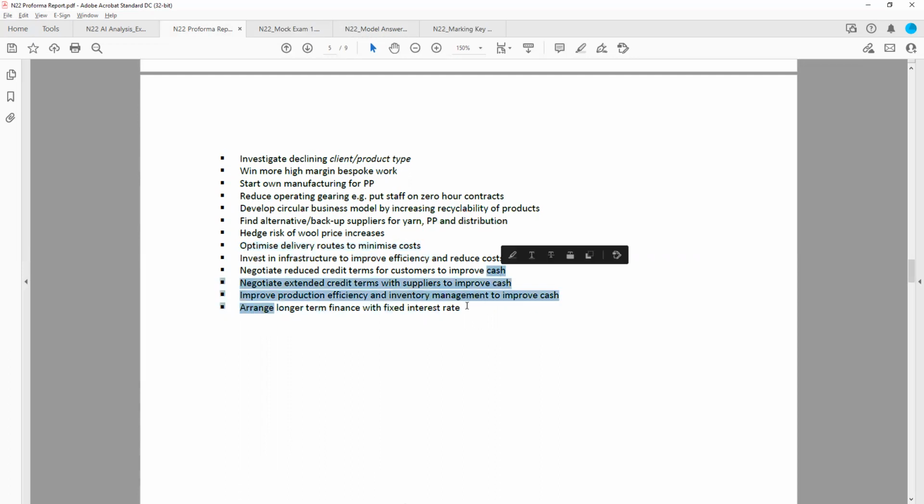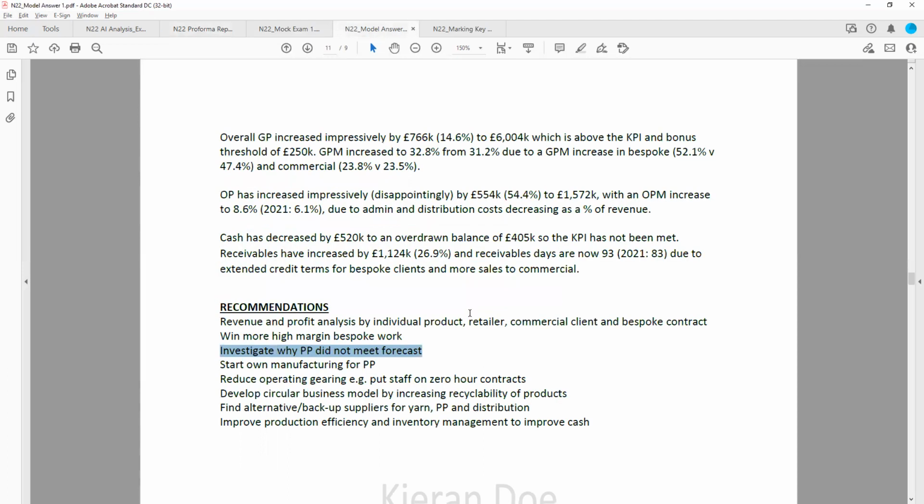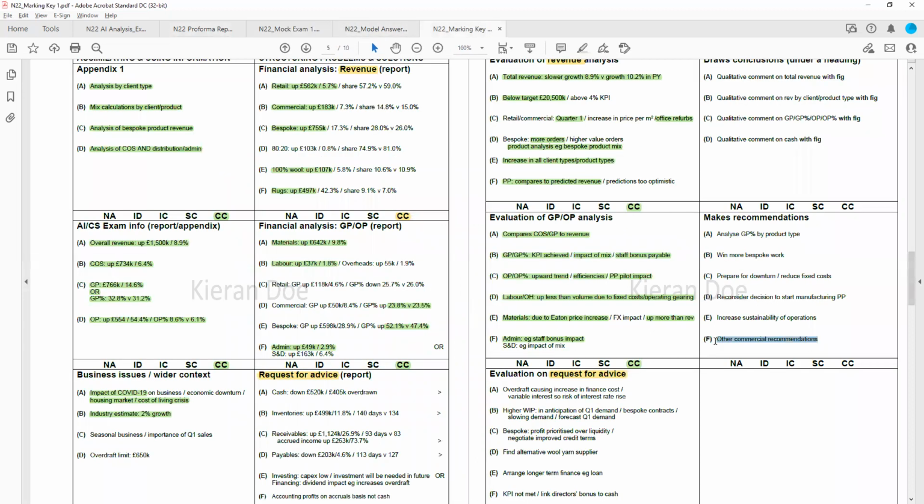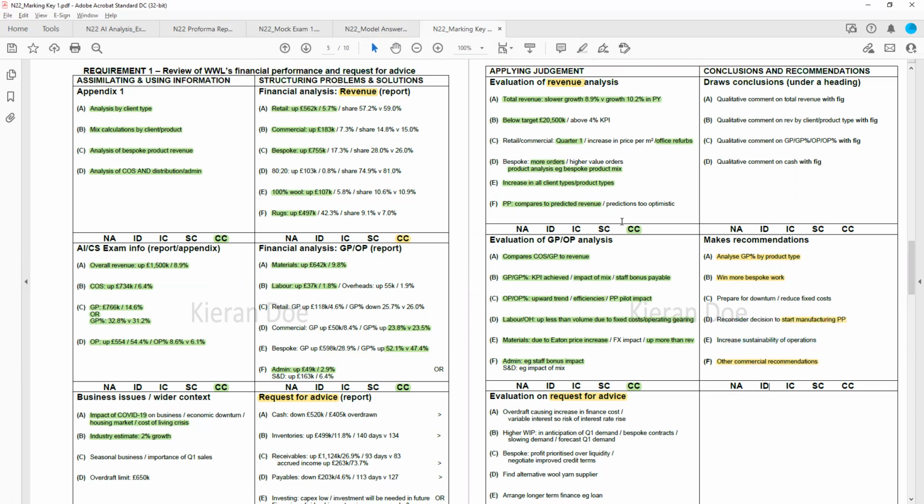And we've mentioned some of these ones around cash already. We've mentioned some of these in our recommendations for cash. So we can see here, probably just focus on the most relevant recommendations. But you always get one for your own recommendation. There'll usually be one for doing further analysis, so gross profit by product type in this case. Winning more bespoke work, so focusing on the growing area. I think there'll be something in here about suggesting to manufacture PP. Maybe something about sustainability, but you can see there you'd get enough for the recommendations.